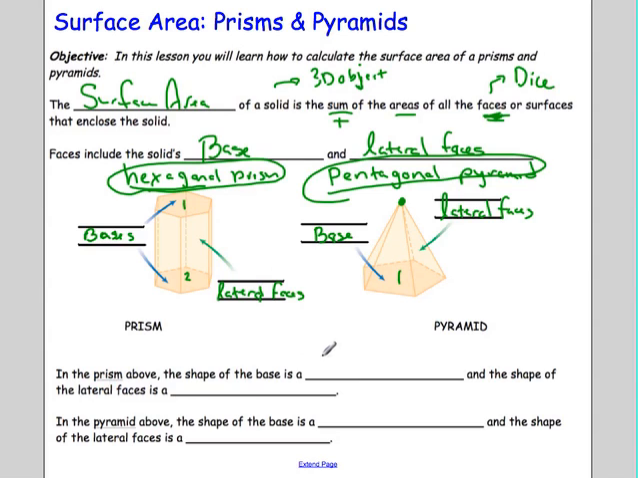So in the prism above, the shape of the base is a hexagon. That's why it's called a hexagonal prism. And the shape of each of the lateral faces is a rectangle. For every single prism, no matter whether it has a hexagonal or a rectangular or a triangular or an octagonal or whatever type of base, it's always going to have rectangles for the lateral faces, always. The pyramid above has a base of a pentagon. That's why, again, it's called a pentagonal pyramid. And the shape of each of its lateral faces is a triangle. All pyramids are made up of triangles on the sides.